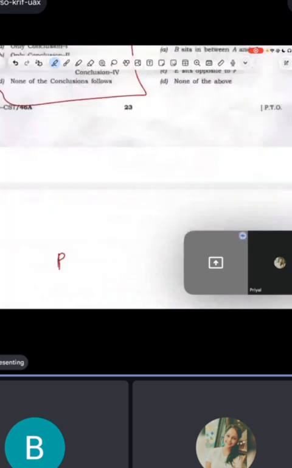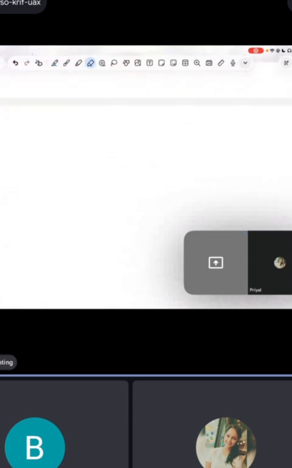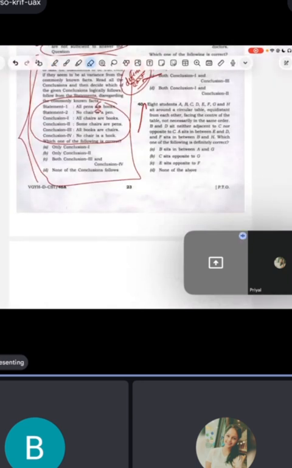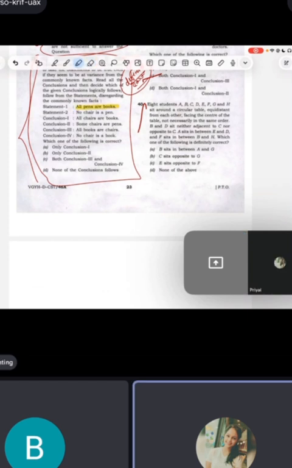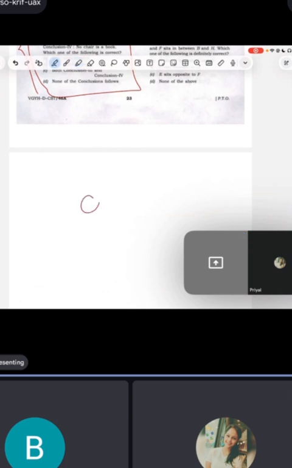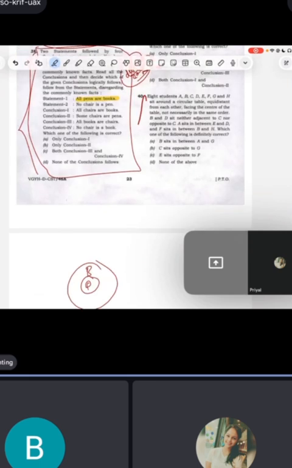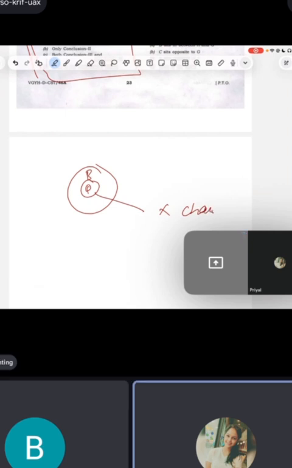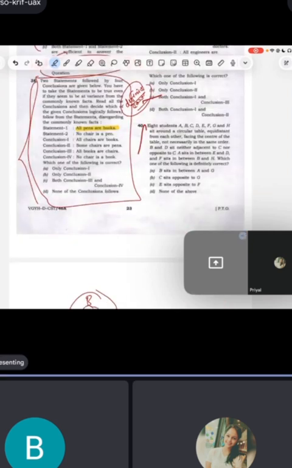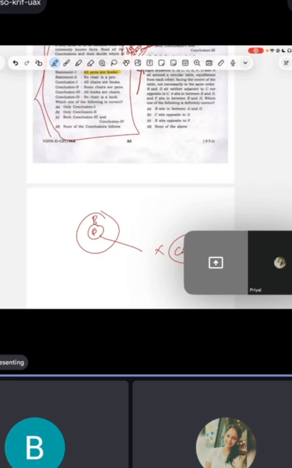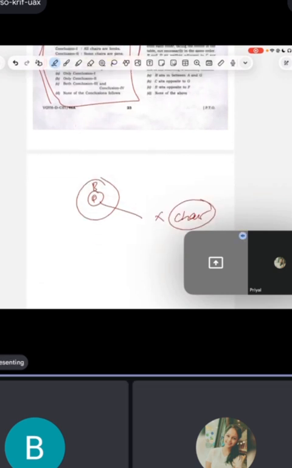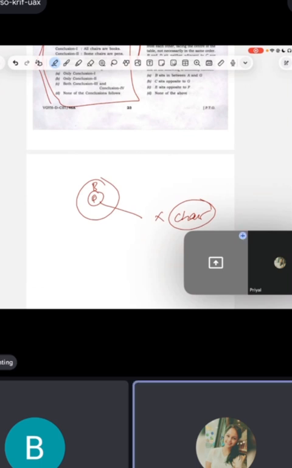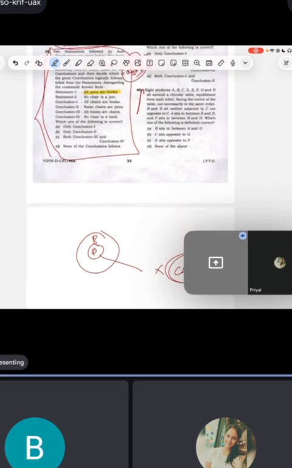The best way to solve these types of questions is to make a Venn diagram. The first statement says all pens are books, so this is pen and this is book. Then no chair is a pen, so pen has no connection with chair. Now read the first conclusion: all chairs are books. We cannot say that, so the first is definitely wrong.